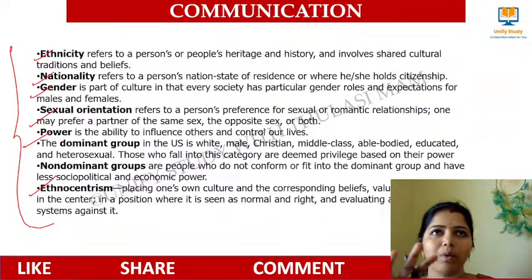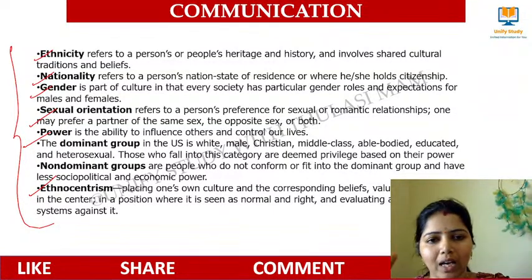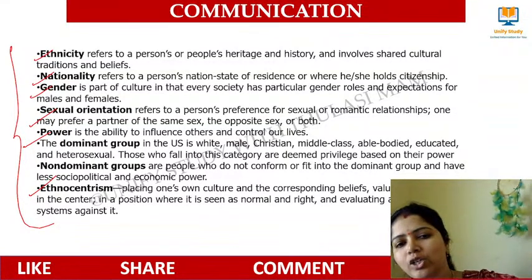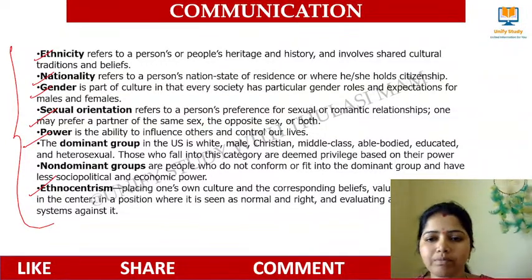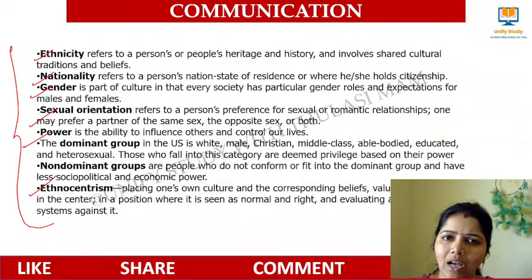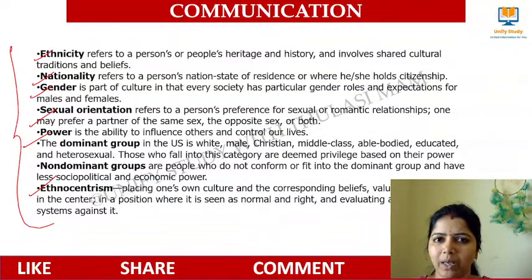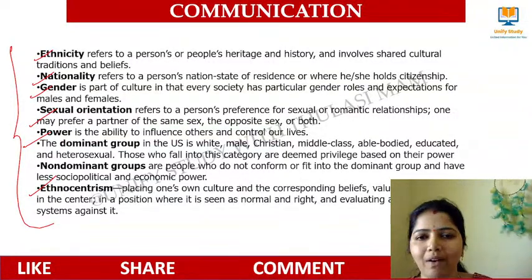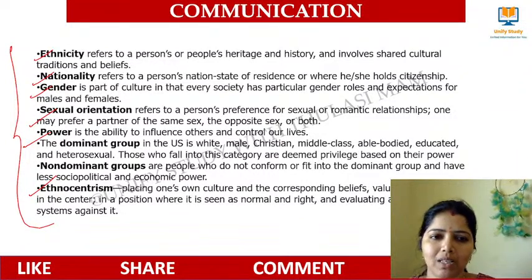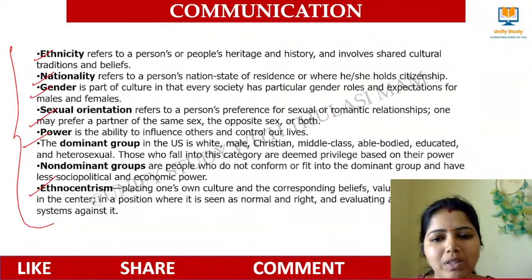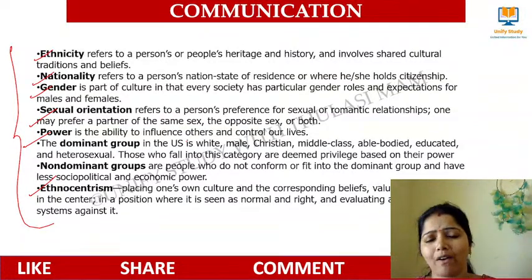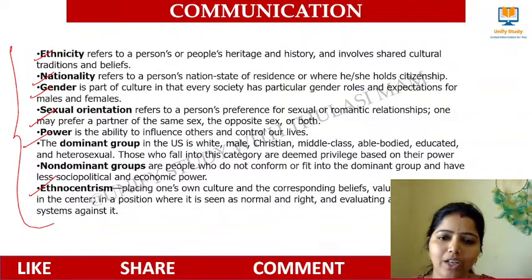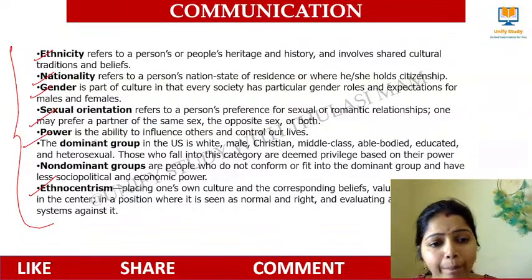Nationality means to which nation they belong. They belong to India, they belong to Pakistan, they are Afghan, they are Singaporean, they are Asian people, they are American people. That is nationality. Gender means what? As we all know, as a male, in our culture, we have our own responsibility. In one culture, the female have their own responsibility to be done. That's gender. Sexual orientation means what? It is all about the preferences that they have towards their relationships. That's sexual orientation.